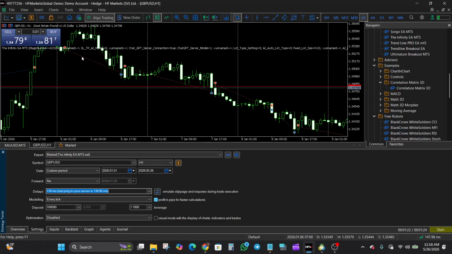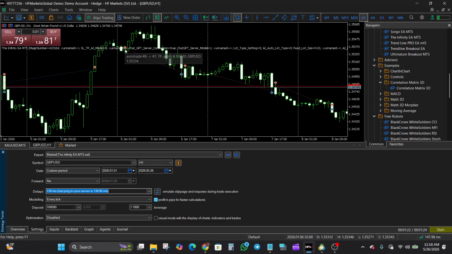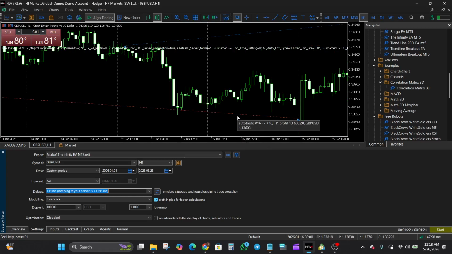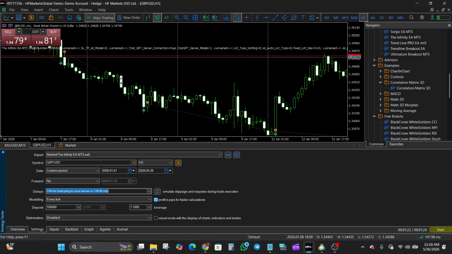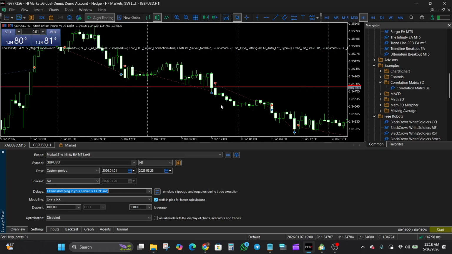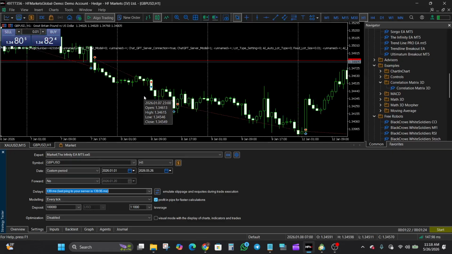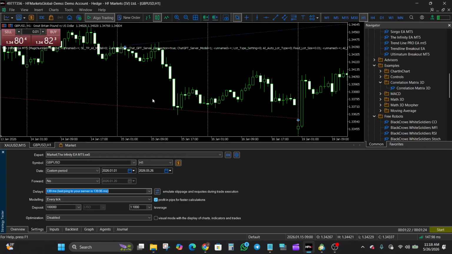Now we can also see the back-to-back trades that we are taking here: executed, closed, another trade executed, closed, another one executed, closed, and so on and so forth, right? As the trend was going downwards, the EA seems to be entering continuous trades instead of just one singular trade to ride the trend till the end. So that's one of the observations I can see here.